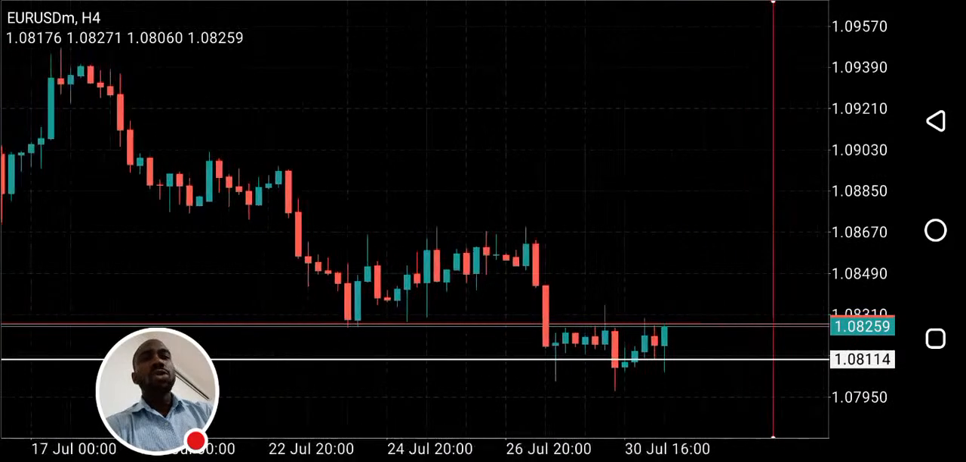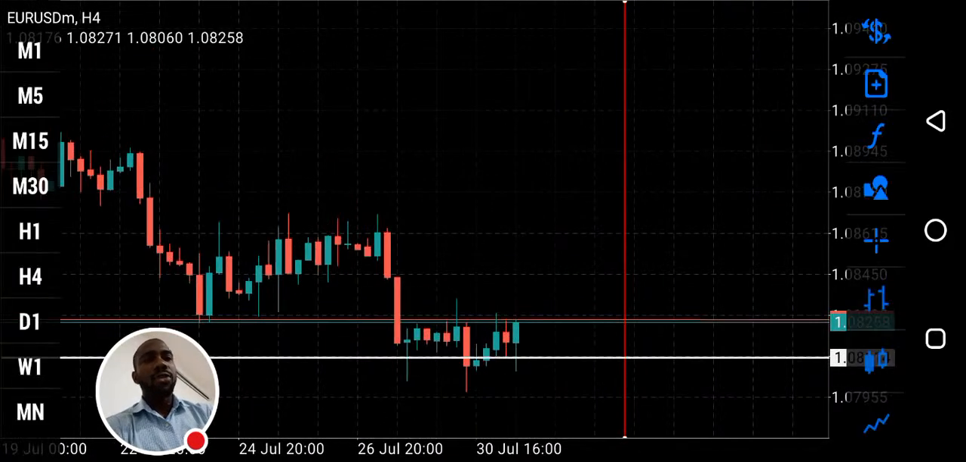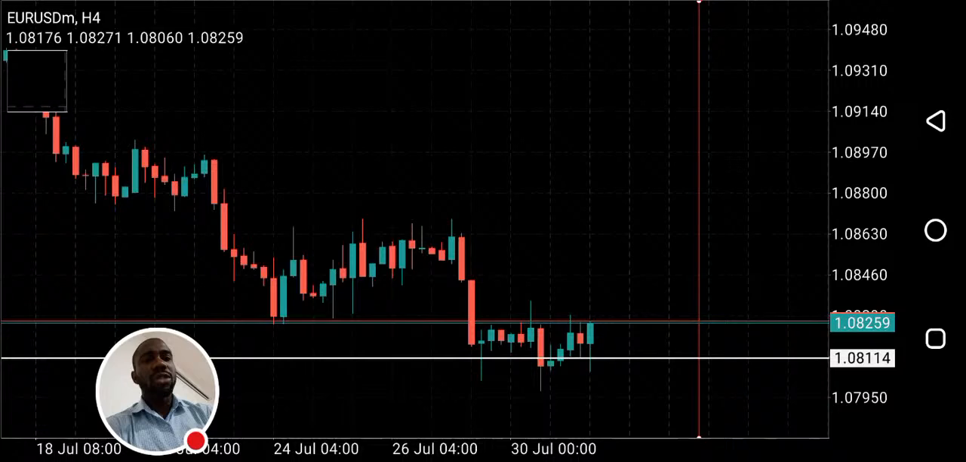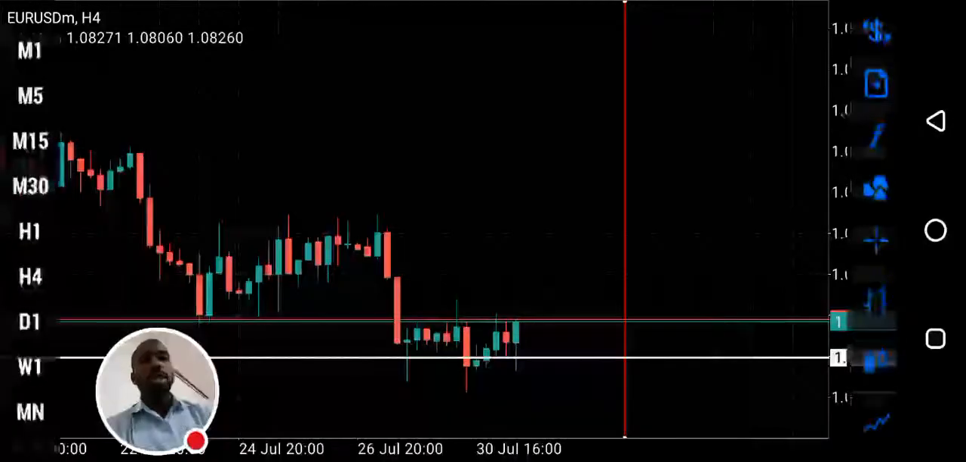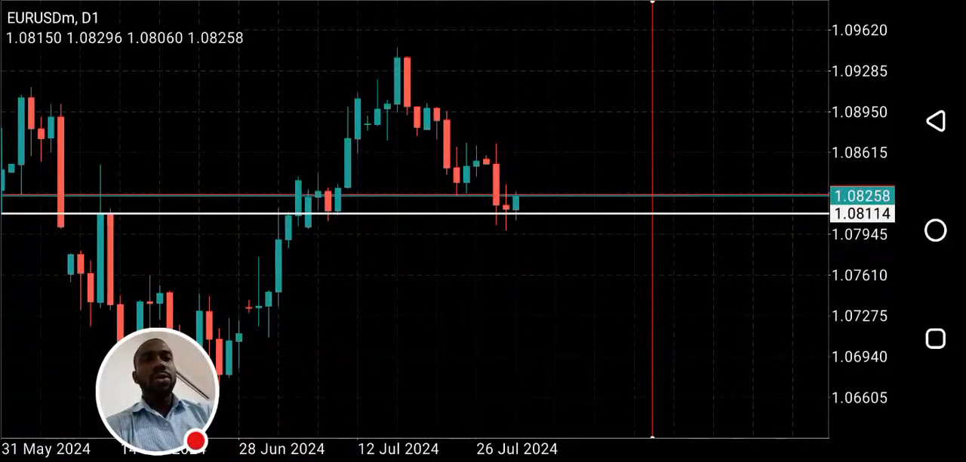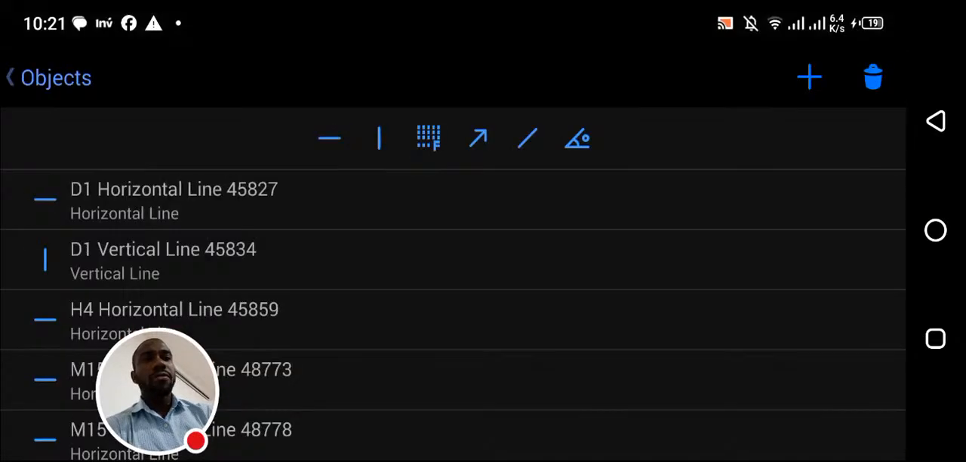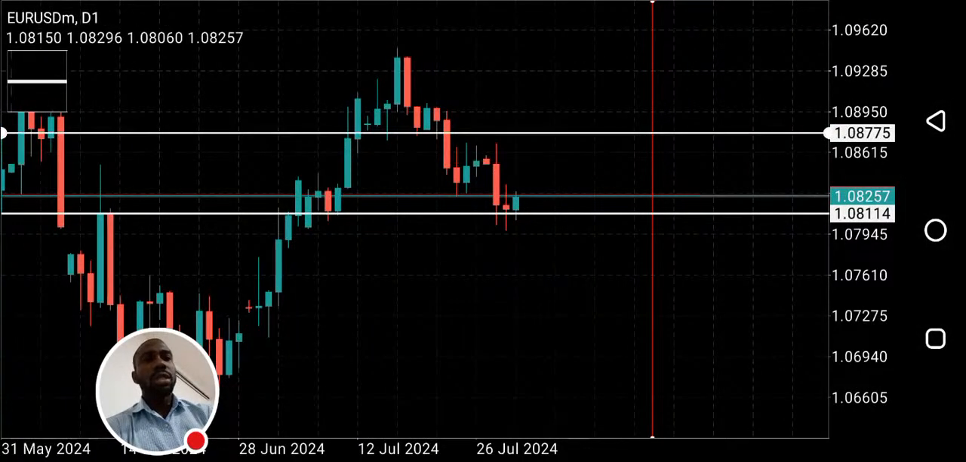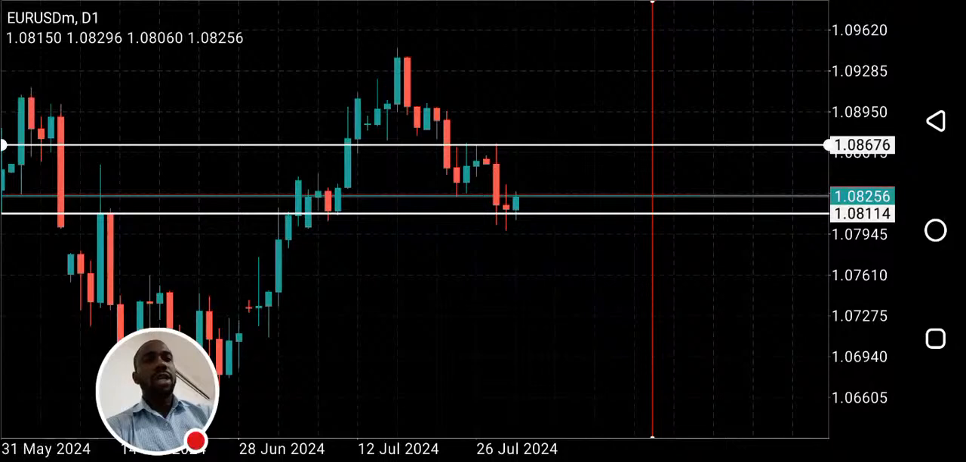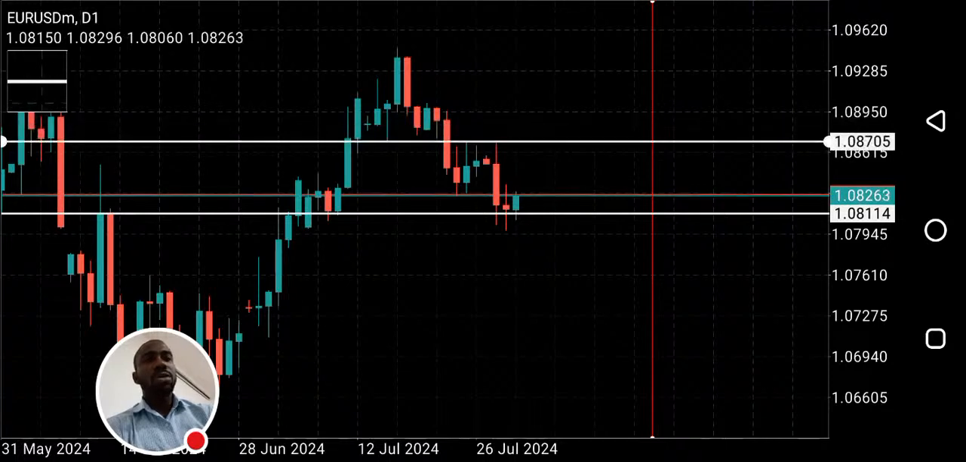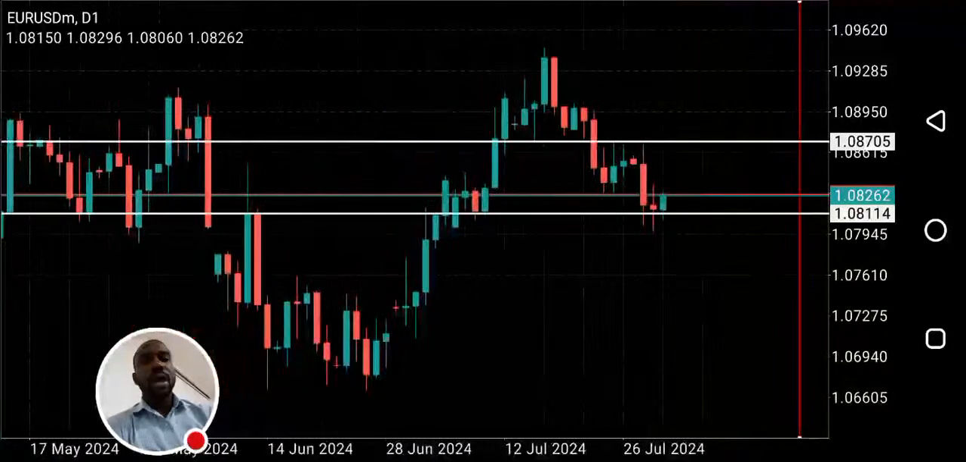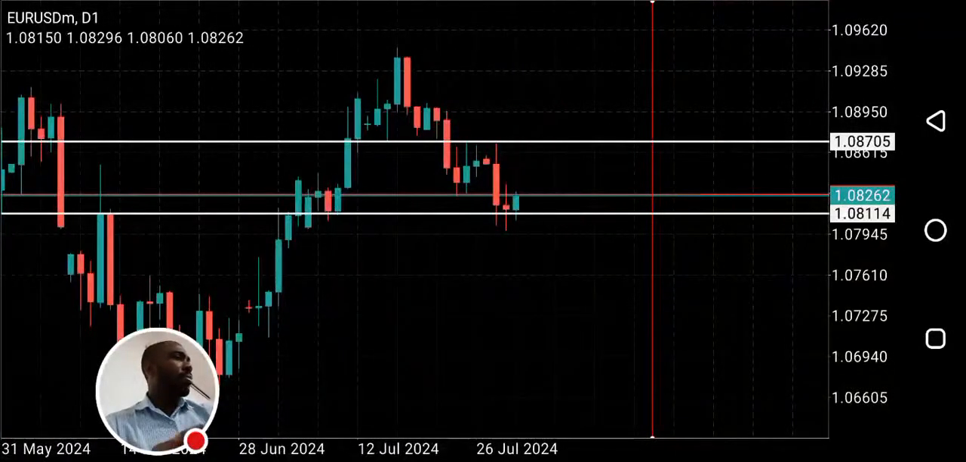Okay, so buy Euro USD today. Euro USD is bullish. If you are buying Euro USD, your first target should be this. That's about something pips from the current market. Okay, that's my take on Euro USD. I hope that is clear.